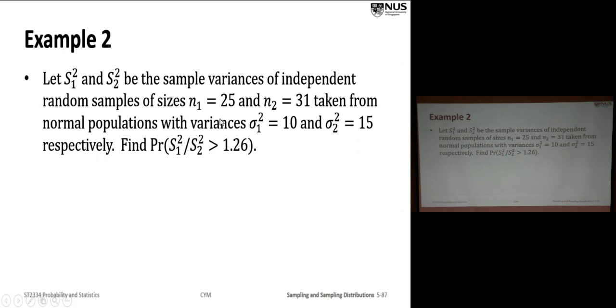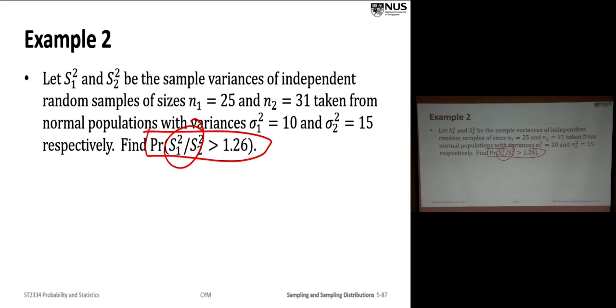Okay, remember, this is what I mentioned earlier. Suppose we want to find the probability of an event. This event involves S1 squared over S2 squared greater than 1.26. In order to find this probability, you have to ask yourself, what is the distribution of this random variable? S1 squared is a random variable, S2 squared is a random variable, so the ratio, again, is a random variable.